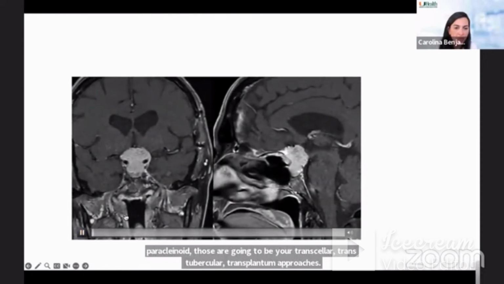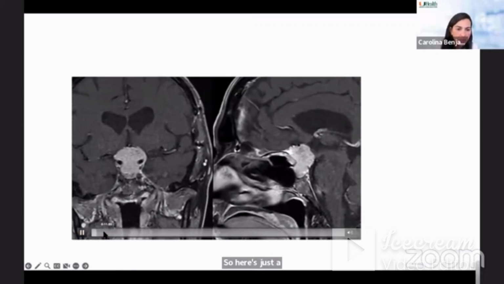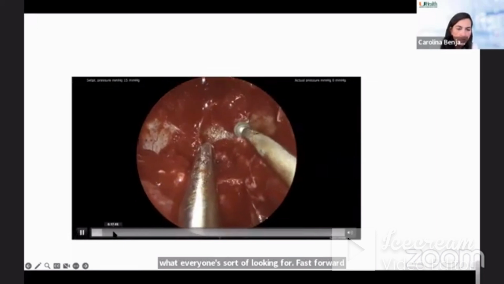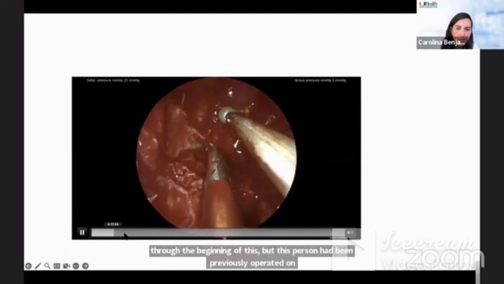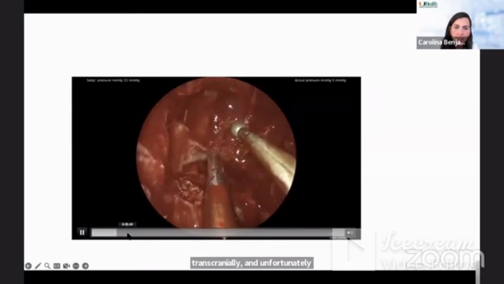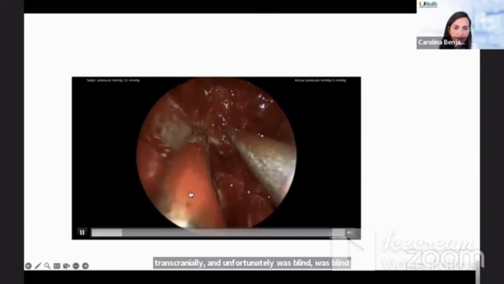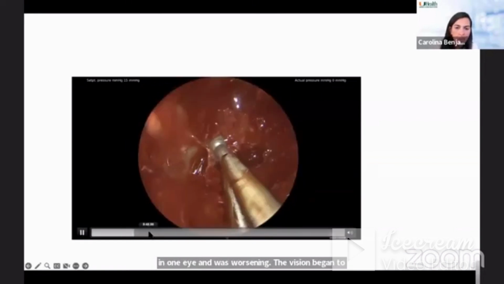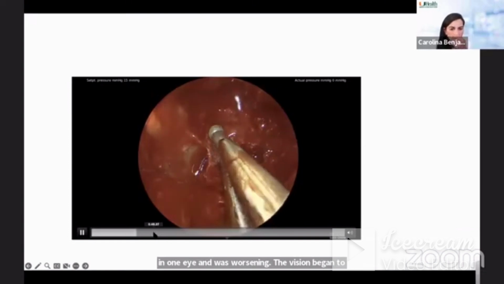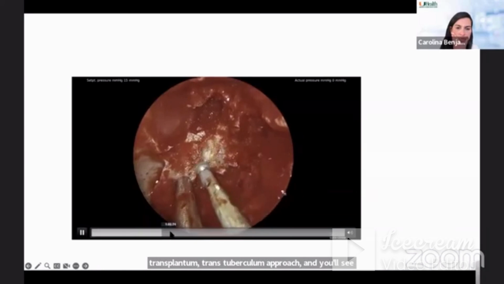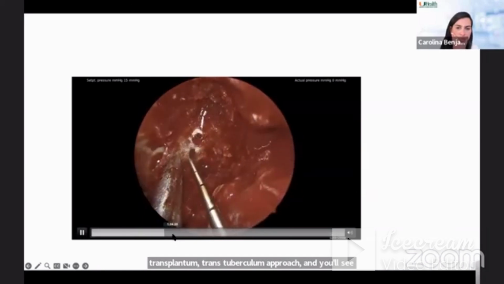So here's just what everyone's sort of looking for. I'll fast forward through the beginning of this, but this person had been previously operated on transcranially, and unfortunately was blind in one eye and was worsening. The vision began to decline in the other eye, and so then we're doing a transplanum transtuberculum approach, and you'll see here that one of my fellows gets into the carotid artery.